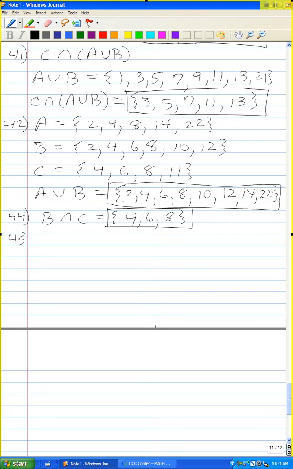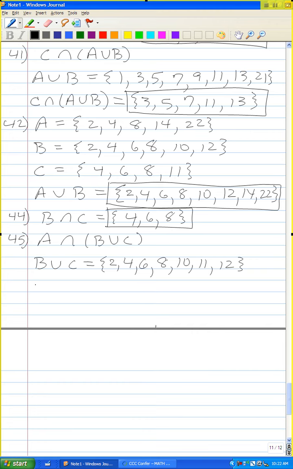45. A intersect B union C. So let's determine B union C. And so what's in either? So let's combine these two sets, B and C. So 2, 4, 6, 8, 10, 11, 12. So I'm joining these two sets together. So 2, 4, 6, 8, 10, 11, 12.